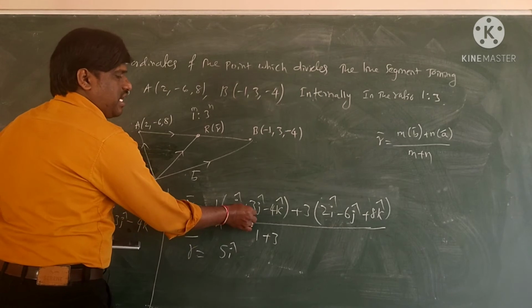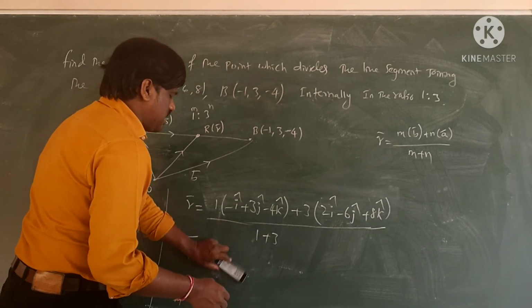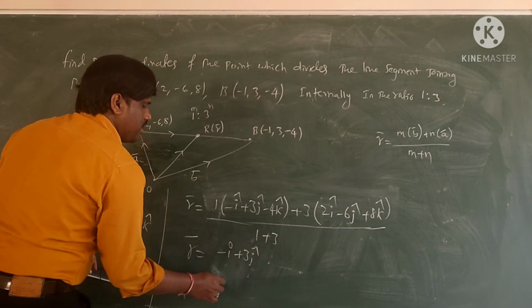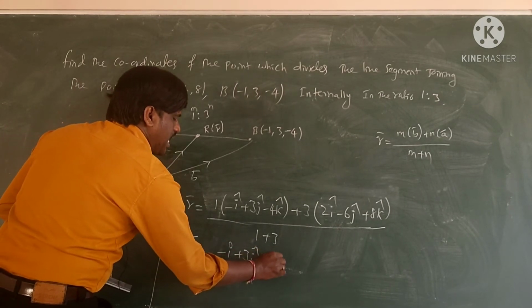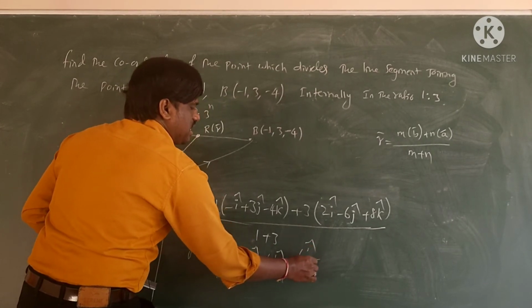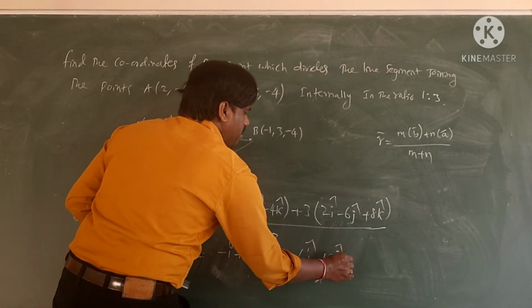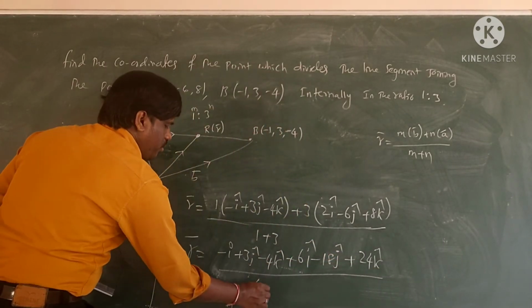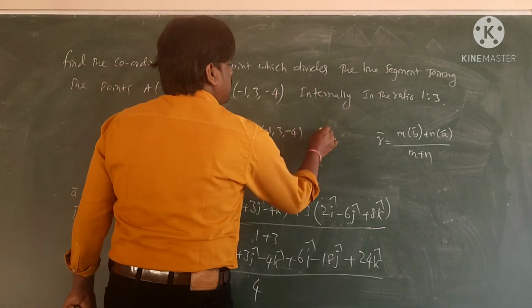And here plus 3, and you want to write the steps, sir. Board में लिखना ही पड़ता है. I plus 3j minus 4k cap plus 3 2s are 6i cap minus 3 6 are 18j cap plus 3 24k cap divided by 4. So R vector is what I am getting here.